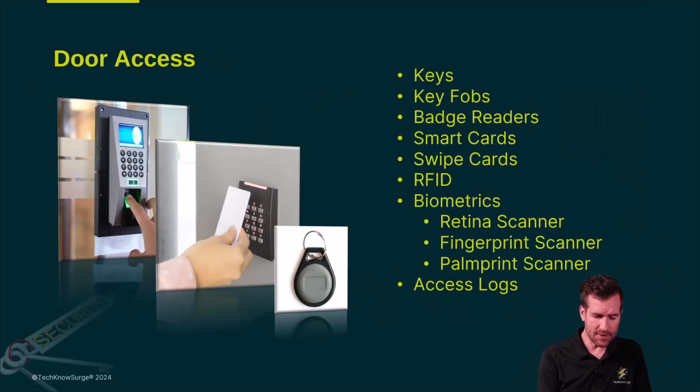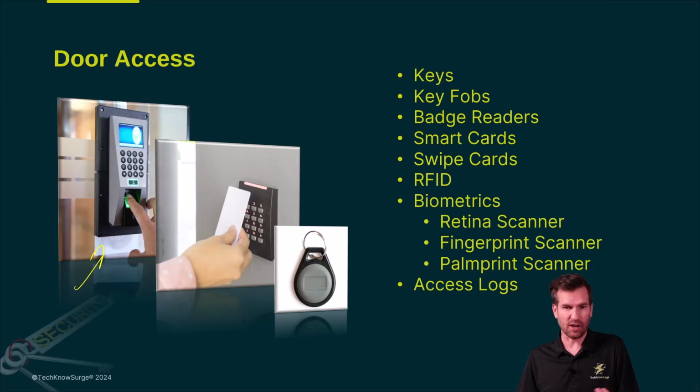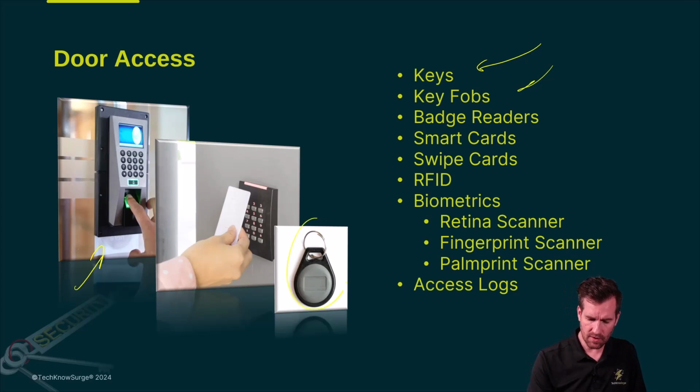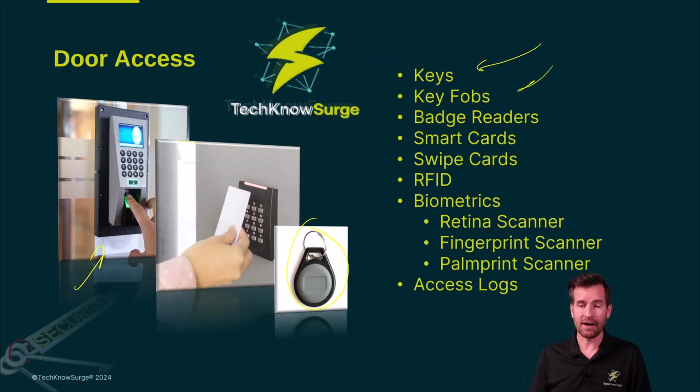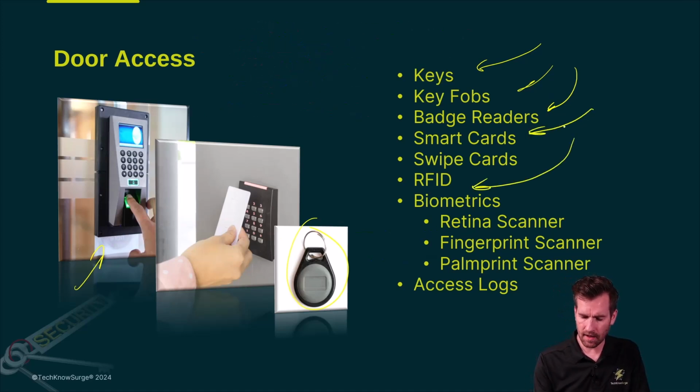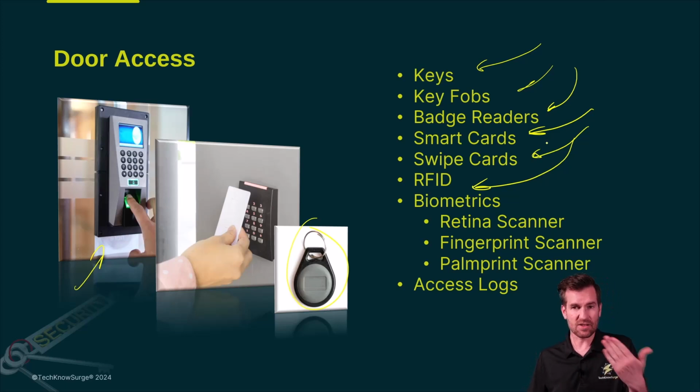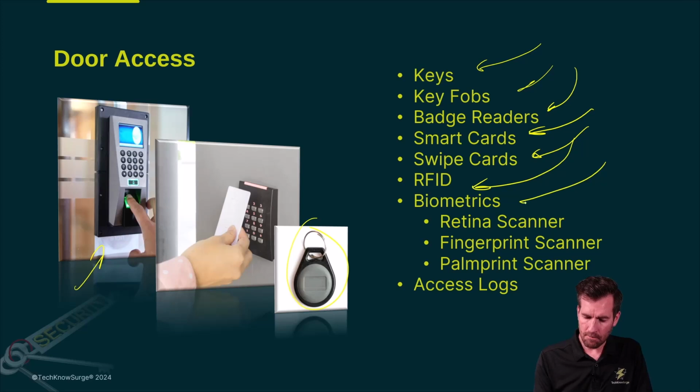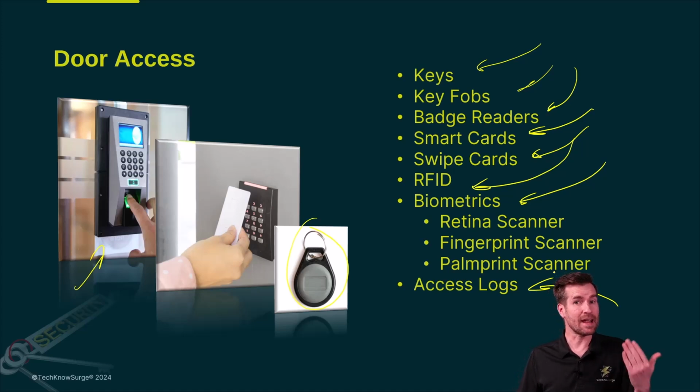There's also lots of options for door access once you're in the building or to get into the building. There's just regular keys or key fobs. Those are the things that can attach to your keys, but they are little RFID sensors. You have badge readers that are able to sense that RFID signal. You've got smart cards and swipe cards that all kind of serve the same purpose of being able to access it. Biometrics like retina scanner, fingerprint scanner, palm print scanner, things that read any kind of biometrics. And then also with all of this, it's great because you can create access logs.